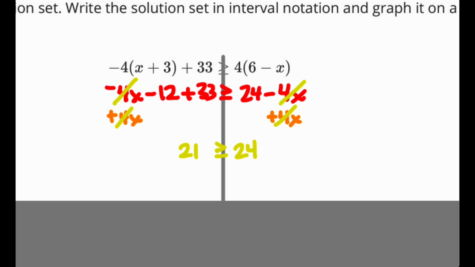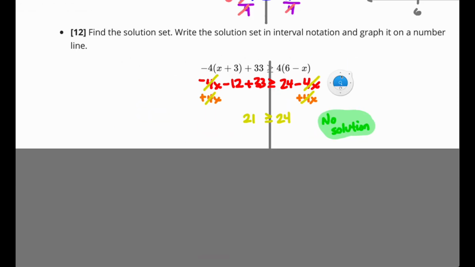So the answer for this, similar to what we did before with the equations, if what you end up with after the variables cancel is not true, for example, 21 is not greater than or equal to 24, the answer would be no solution. So again, if you haven't seen that last video on solving linear equations, you would see that there is no solution on this if that final part is not true. There's no value that we can put in there that makes it true. It would be no solution.